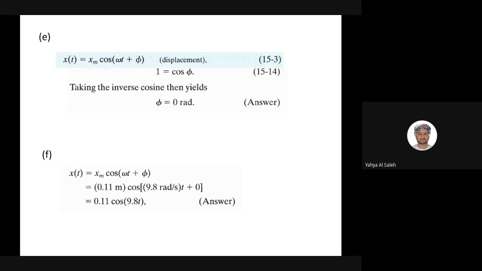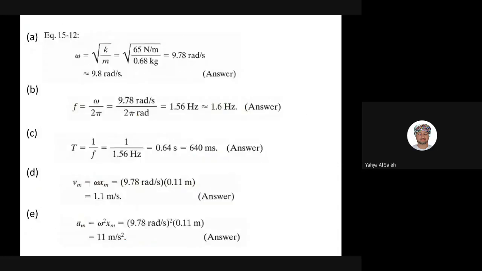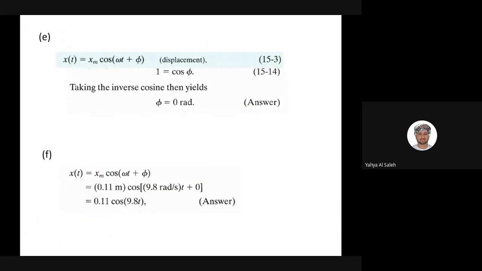x of t, we said, is xm cosine omega t plus phi. At time equals 0, it is released at x equals 0. We have 0 equals xm cosine omega t plus phi. We take the inverse of that, we end up with phi equals 0.